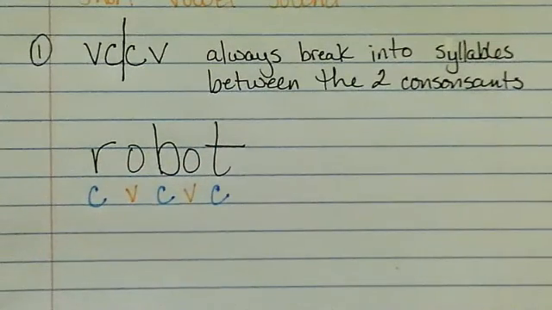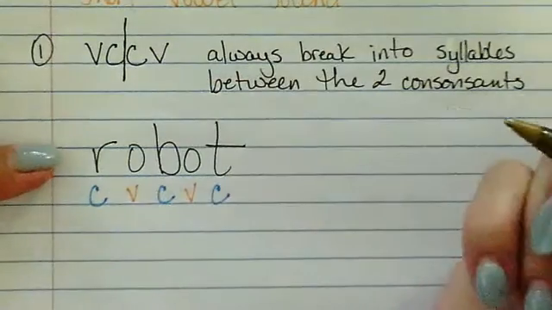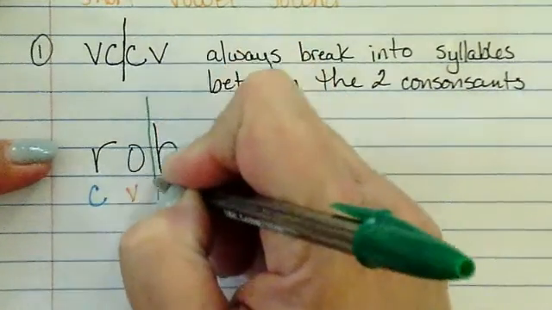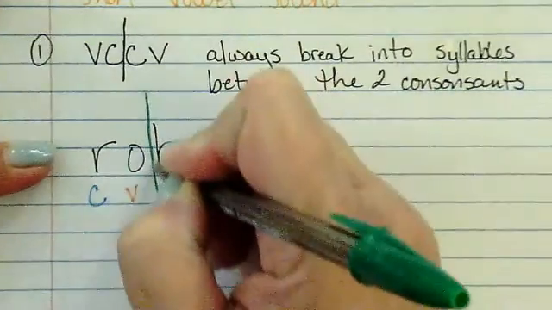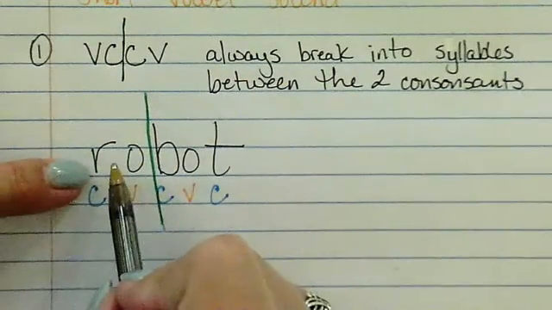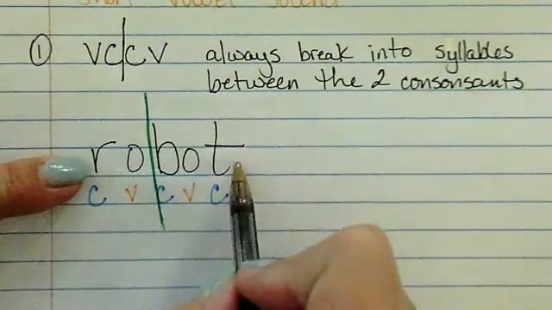This is a different type of pattern, isn't it? Okay, so in a syllable, you only have one vowel. One vowel per syllable. So if I'm going to break it apart, I'm going to break it apart after my first vowel. So now I have 2 syllables. I have this one and this one.